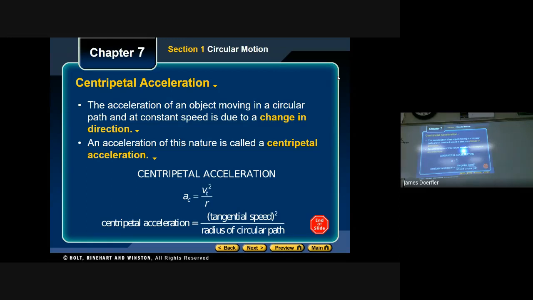And we can calculate centripetal acceleration by the following formula. Vt squared divided by r. Or again, tangential speed squared divided by the radius of that circular path that it is traveling. So jot that down on your formula sheet.